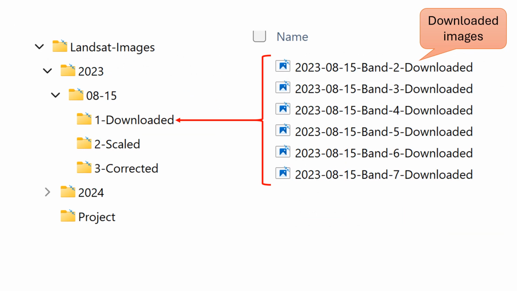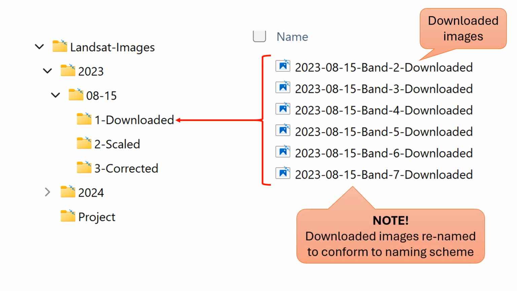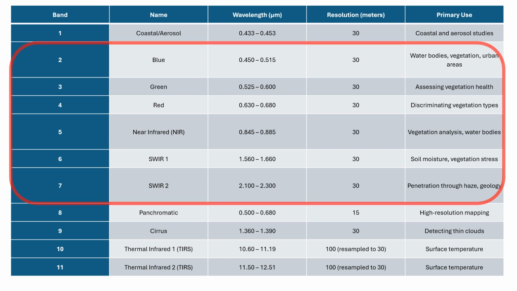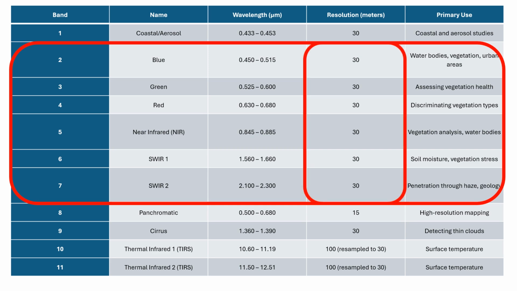These downloads should go into the appropriate folder in your rationalized folder scheme. Note that here the downloaded images have been renamed to conform to the naming scheme recommended here. This is a table of Landsat spectral bands with an overview of the characteristics of each band. For this series of tutorials, we will be downloading bands 2 through 7. For future reference, note the resolution of these bands at 30 meters.